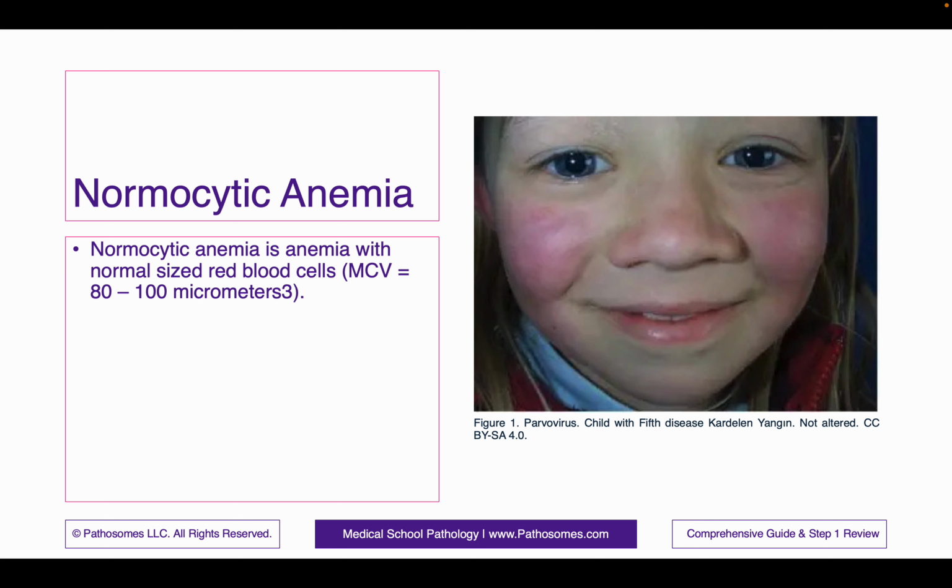Now, normocytic anemia. Normocytic anemia is anemia with normal-sized red blood cells. That is 80 to 100 micrometers cubed.